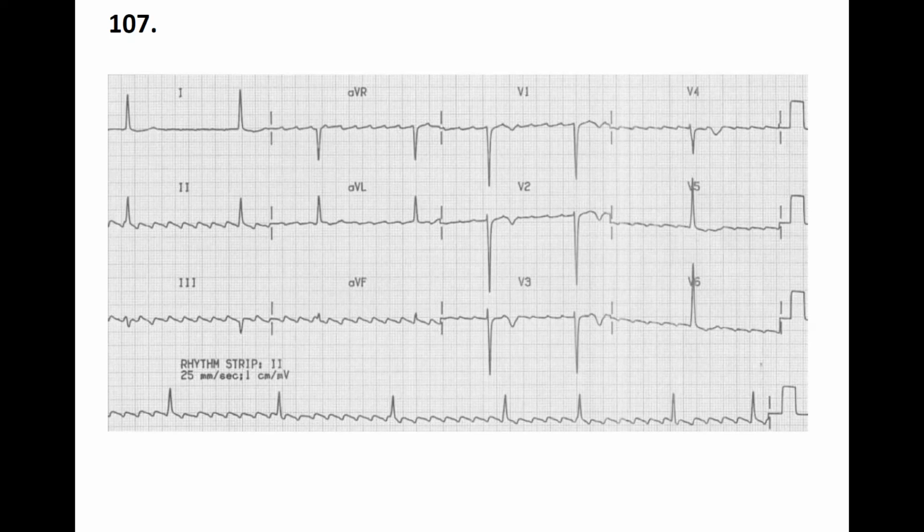But usually in flutter, we do have rhythmicity. Not all the time, but there is a higher chance that we do have rhythmicity. However, in AFib, never ever, okay? Okay, yeah, that's my question.